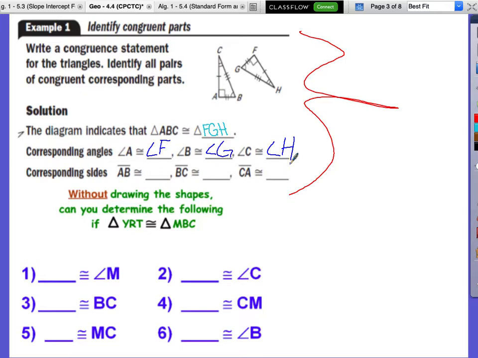Okay. Very good. It would be angle A is congruent to angle F, angle B is congruent to angle G, and angle C is congruent to angle H because those are the corresponding angles. Thank you, Bree.